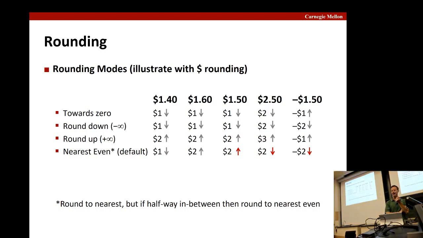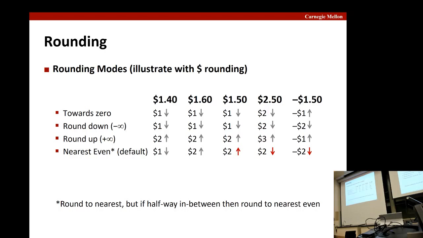Then there's rounding down, which says no matter what, you always round towards negative infinity, right? So $1.40 rounds to $1, $2.50 rounds to $2, and in this case, a negative $1.50 rounds down to negative $2. The flip side of that is always rounding up. So in that case, negative $1.50 would round up to negative $1, and $2.50 would round up to $3.